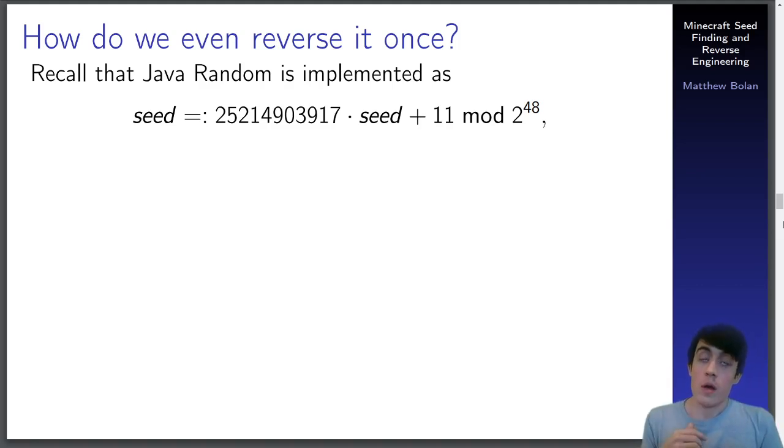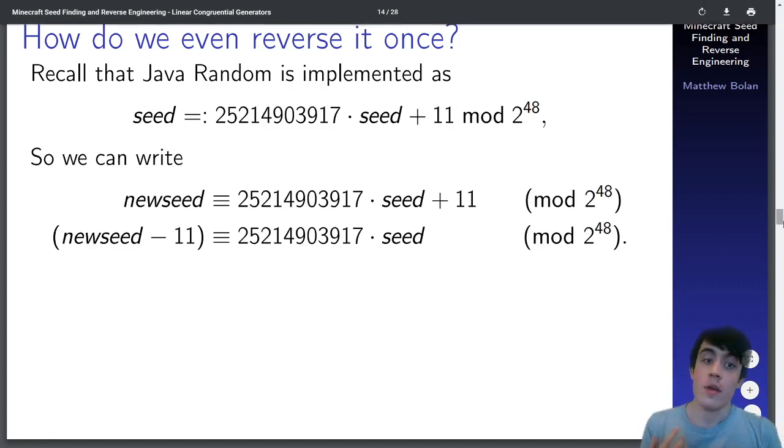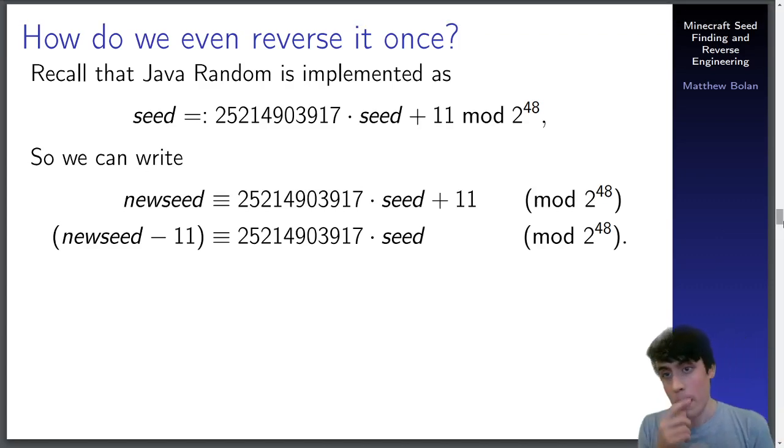So to see how they're possible, we're going to do a little bit of algebra. So we're going to recall that this is how JavaRandom is implemented. So seed is updated to big number times seed plus 11, divide by 2 to the 48, look at the remainder. And this is going to let us do some algebra, okay? So we're going to forget that in the code seed is the same variable. We're now going to write this out as an equation relating the new seed that we've been updated to, to the old seed that we had before.